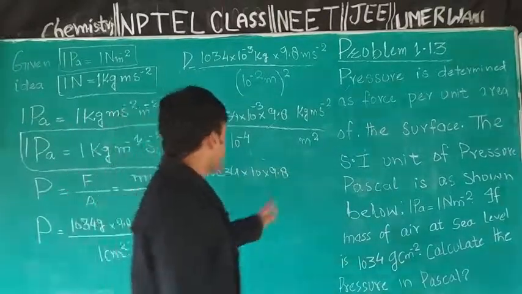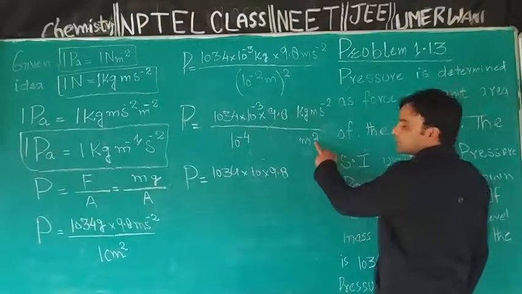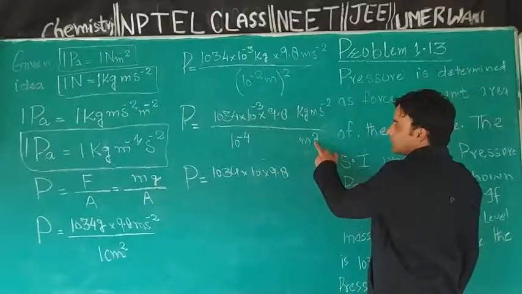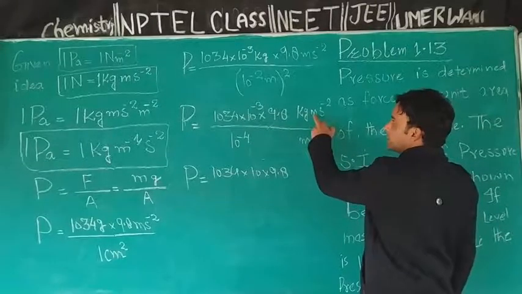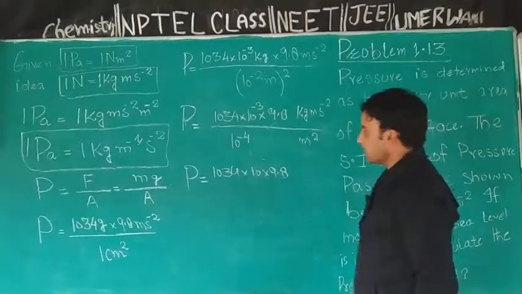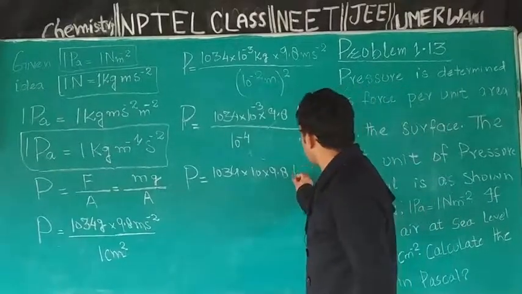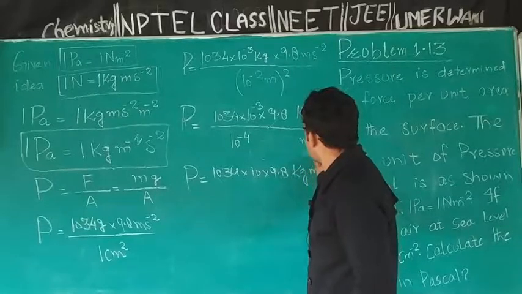Meter square in the denominator, if we take it in the numerator, its power will also change its sign. It will become meter raised to power minus 2. Here is already meter raised to power 1. It will become equal to kg meter inverse per second square.